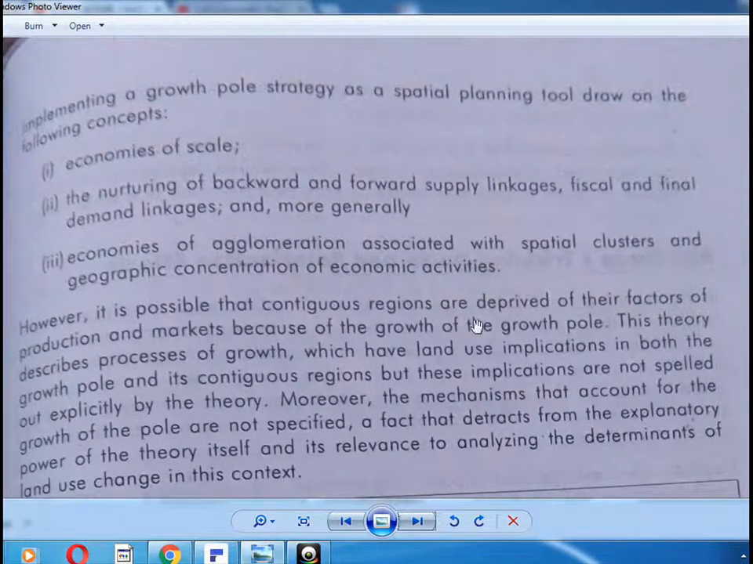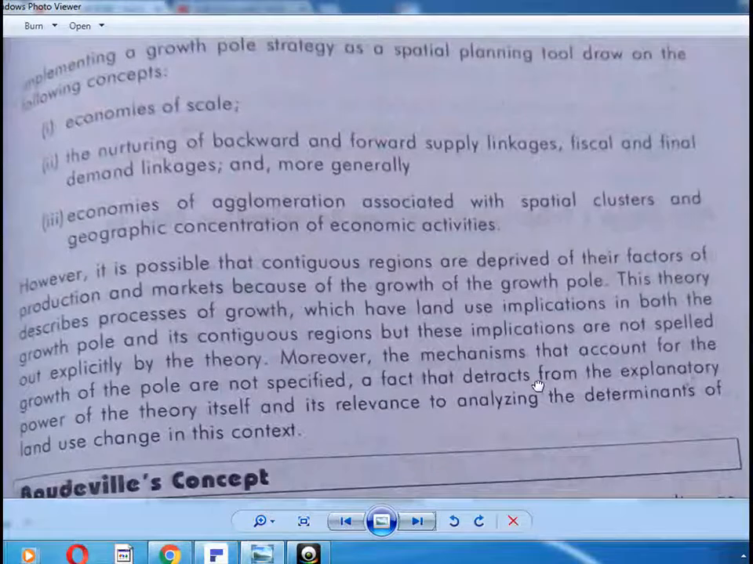However, it is possible that contiguous regions are deprived of their factors of production and markets because of the growth pole. This theory describes the processes of growth which have land use implications in both the growth pole and its contiguous regions, but these implications are not spelled out explicitly by the theory. Moreover, the mechanisms that account for the growth of the pole are not specified, a fact that detracts from the explanatory power of the theory itself and its relevance to analyzing the determinants of land use change in this context.